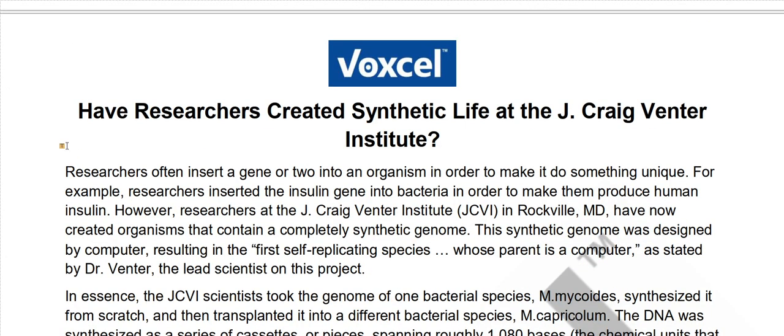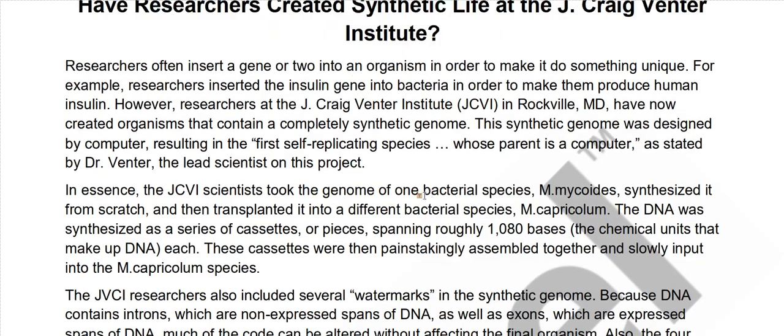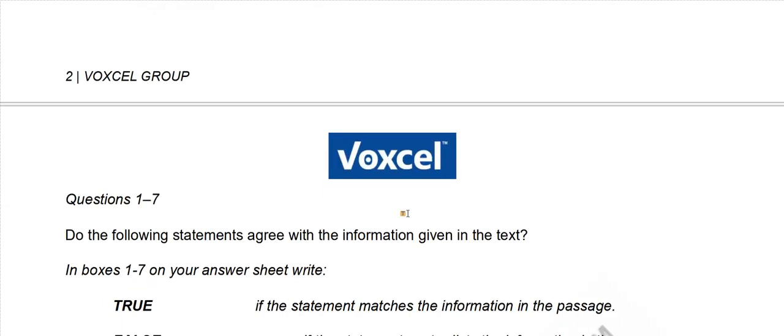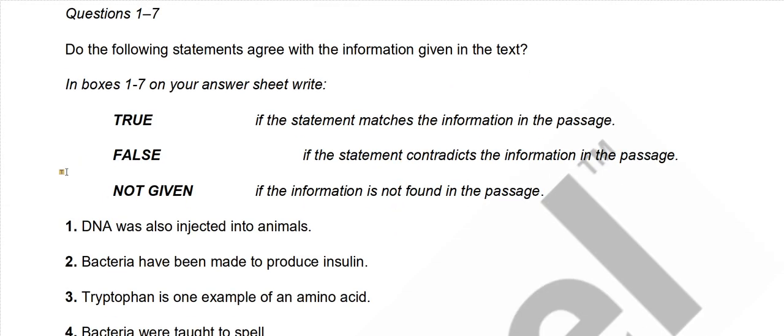So first we will read the passage. Title of the passage: Have researchers created synthetic life at the J. Craig Venter Institute? So this is a particular paragraph considering the information on whether the scientists were able to create synthetic life in this particular institute or not. So in this we will be dealing with such kind of information. So what we will do, we will not read the paragraph in the beginning. Before that we will go straight to our questions and we will read the instruction words first.